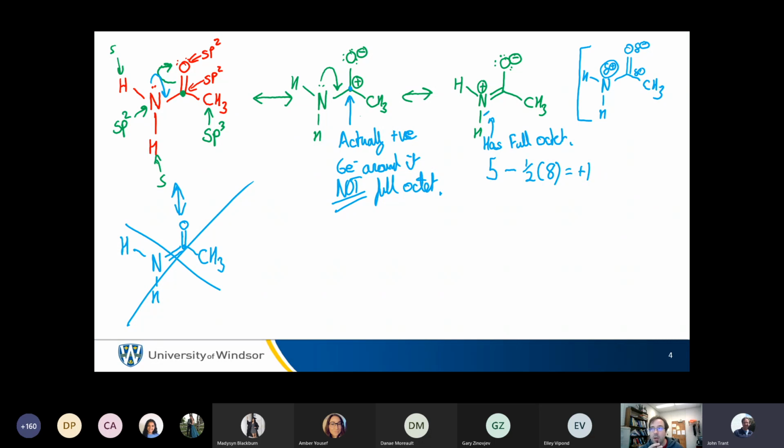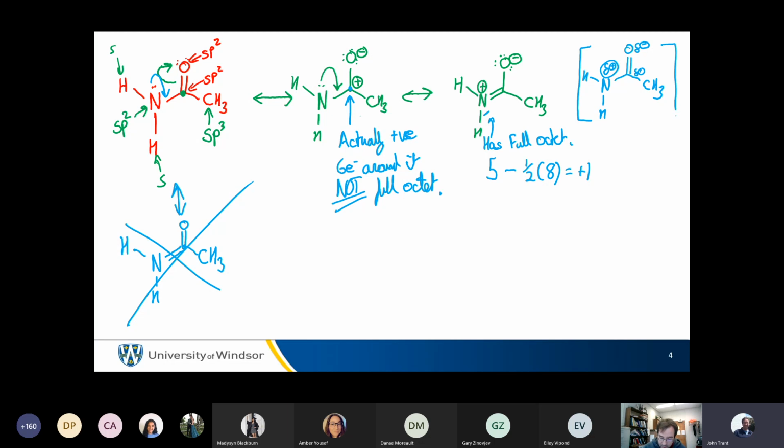Or it's like a druggie that needs a fix. It's a really unhappy carbon. It wants 8 electrons, and it's only got 6. And having 8 electrons is more important than whether you're positive or negative. You want 8 electrons.